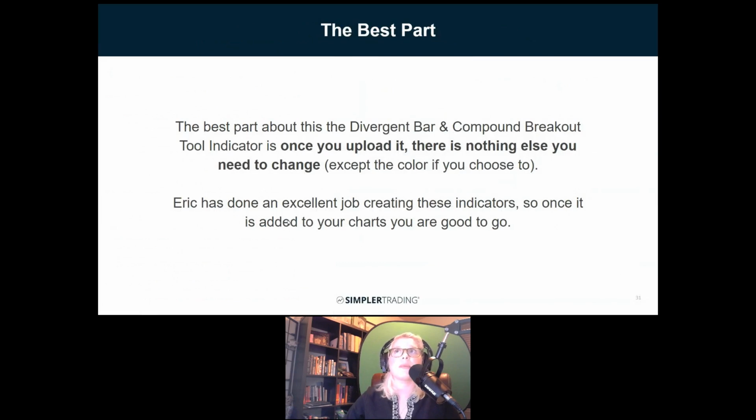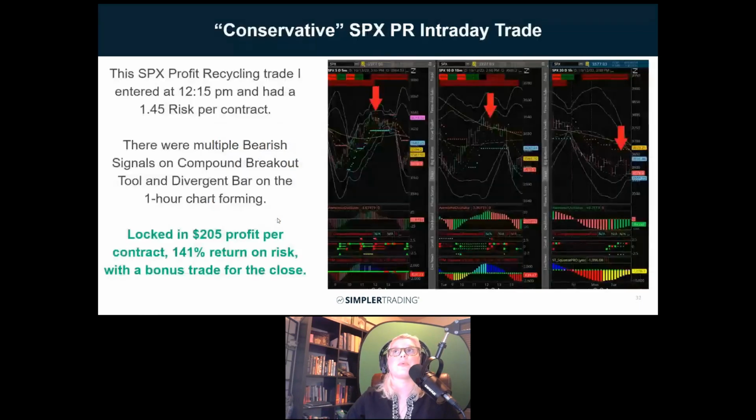The best part about the divergent bar and compound breakout tool indicator is once you upload it, there's nothing you need to change except for the color if you choose to. Eric's done an excellent job at creating these indicators, so once it's added to your charts, you're good to go.